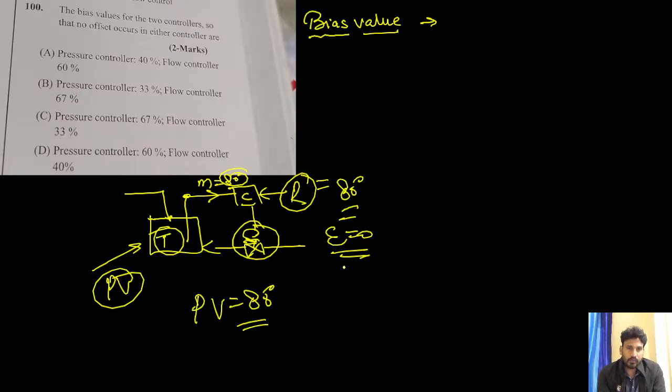ये बोलते हैं ना, controller will not take any action if error is 0. Or we can say if my process variable value is equal to the set point, then controller will not take any action. Really, is this statement technically correct? No, this statement is technically not correct. This is in layman language.